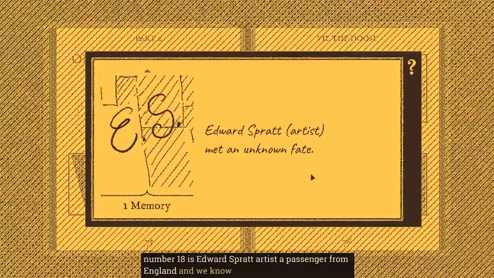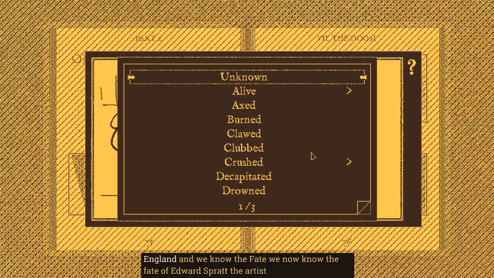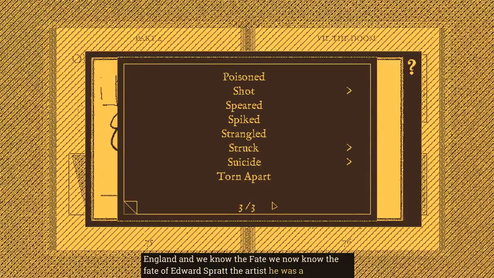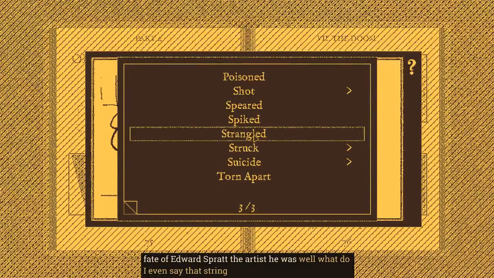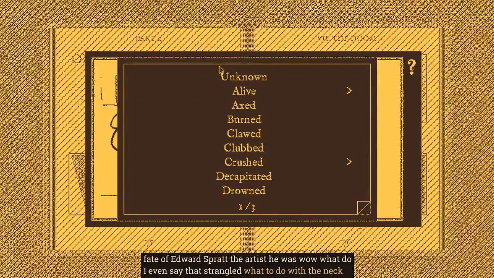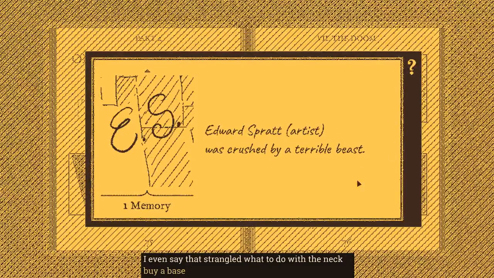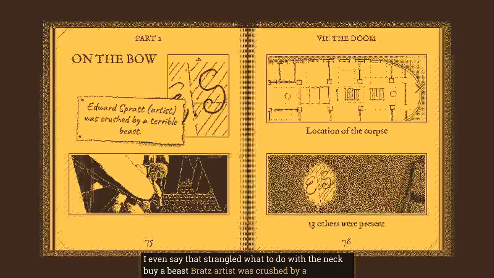And we know the fate. We now know the fate of Edward Spratt, the artist. He was, well, what do I even say that? Strangled? Strangled really has more to do with the neck. Crushed by a beast. Edward Spratt, artist, was crushed by a terrible beast.